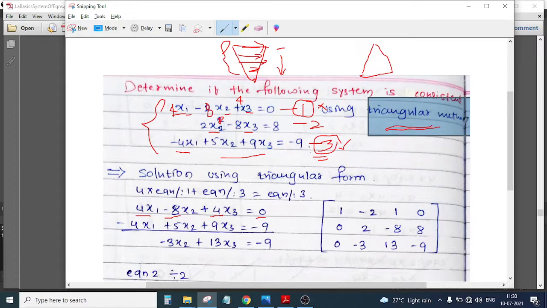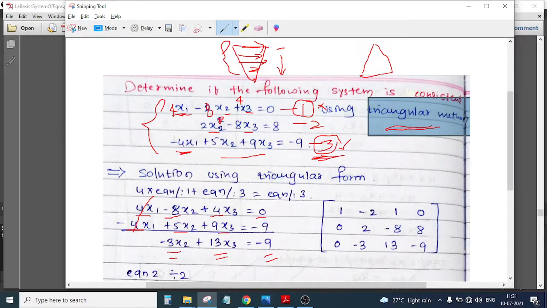This is added with your equation number 3. Equation number 3 is what now? Minus 4x1 plus 5x2 plus 9x3. So when you add these two equations, you can find that x1 is getting cancelled. What remains? 8 minus 5, we get minus 3. 9 minus 4, what do you get here? 13x3. And 0 plus 9, you get minus 9. So what we have done, friends, is successfully eliminated one of the coefficients. Which coefficient is that? That is x1. We have successfully eliminated this x1.